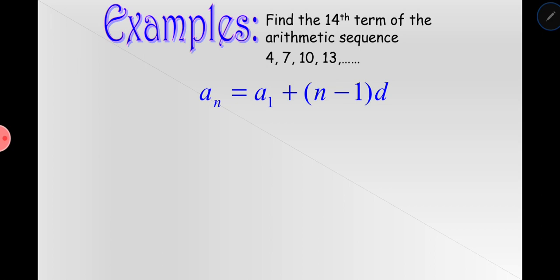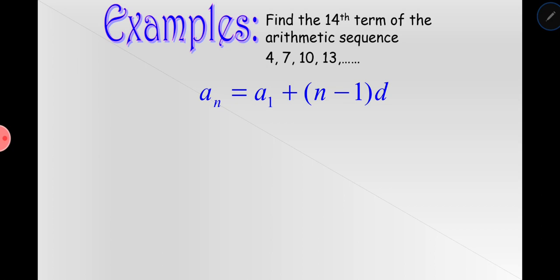We have a sub 1 is equal to 4, a sub 2, 7, a sub 3, 10, a sub 4, or the fourth term, 13. So they are the given data. So the 14th term is the unknown. So what is unknown? We have the a sub 14 or the 14th term.